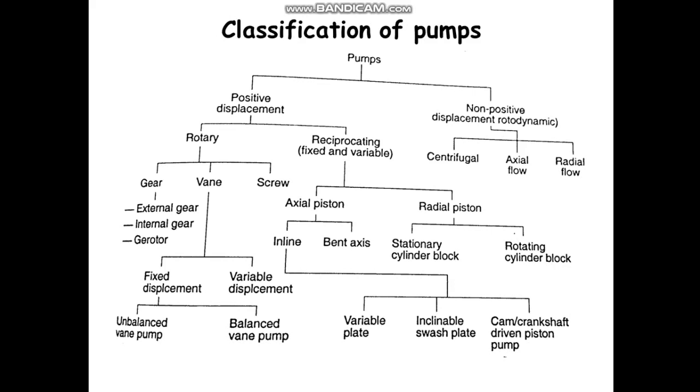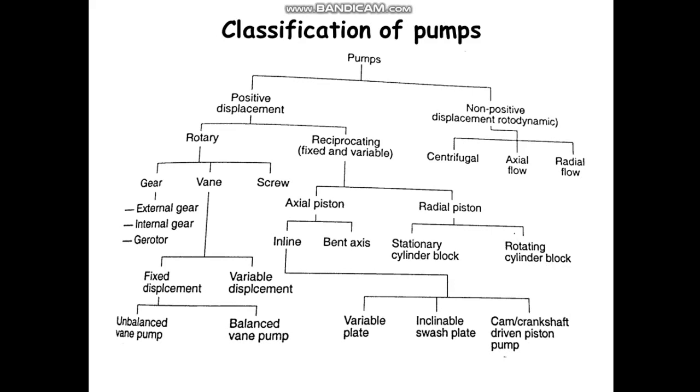Rotary pumps are further divided into three parts based on the rotating elements. First is gear, second is vane, and third is screw. Gear pumps are divided as external gear pump, that is the meshing of two gears; if they are externally meshed, then it is called an external gear pump. If they are internally meshed, then it is called an internal gear pump. And the last type is the G-rotor pump.